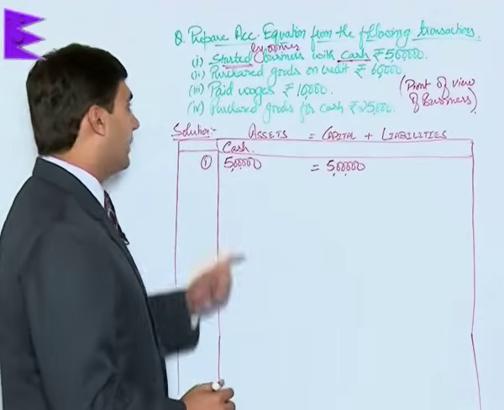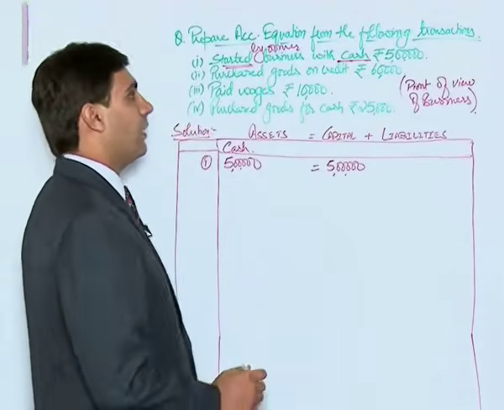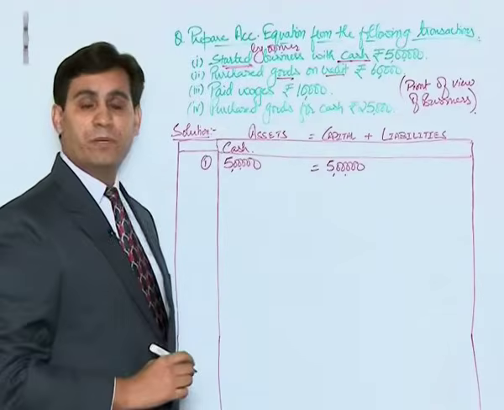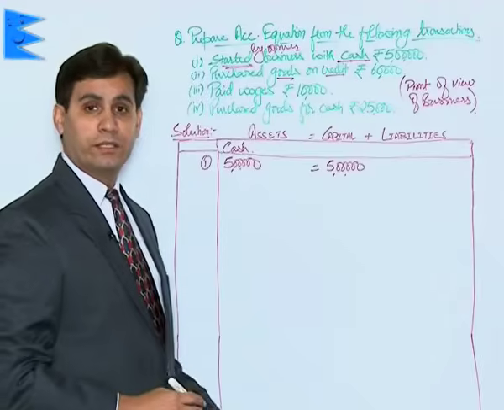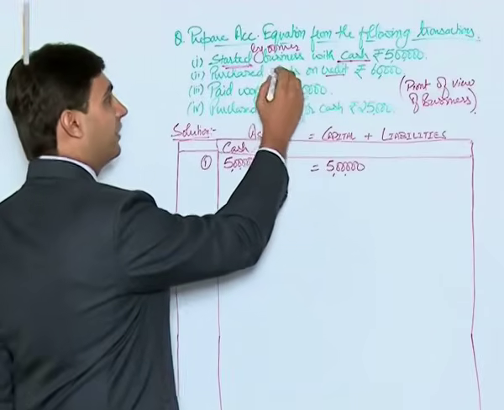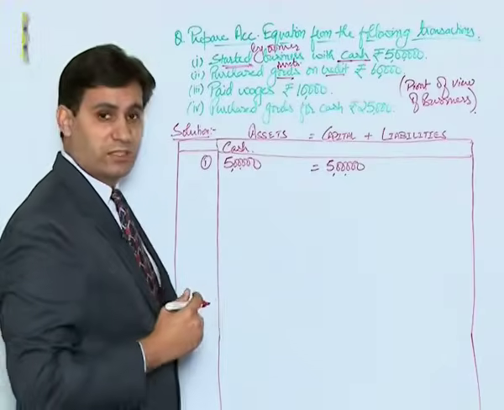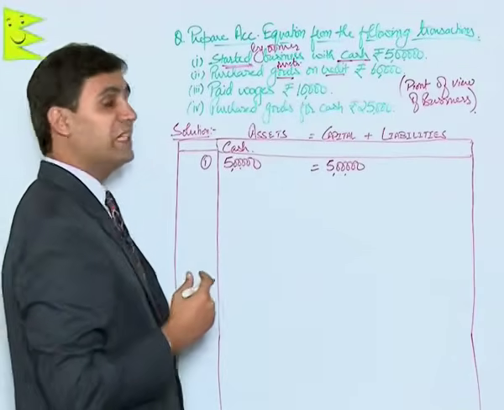Now students, coming to the second transaction, purchased goods on credit. We have purchased goods on credit. Now goods are our assets. You can mention them as stock as well. So what will be the effect?